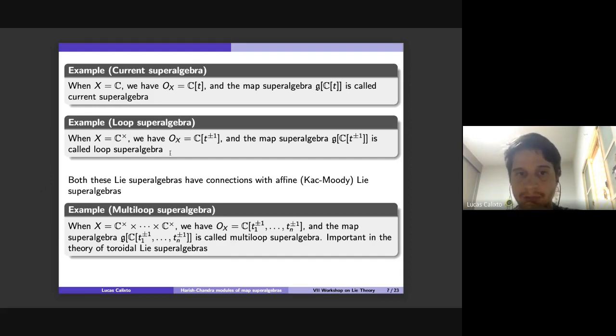So all of these examples are subalgebras of this big algebra here. In this case, the affine Kac-Moody Lie superalgebra, in this case, toroidal Lie superalgebras. Actually, here it is going to be a quotient, but here it is a subalgebra. All right.